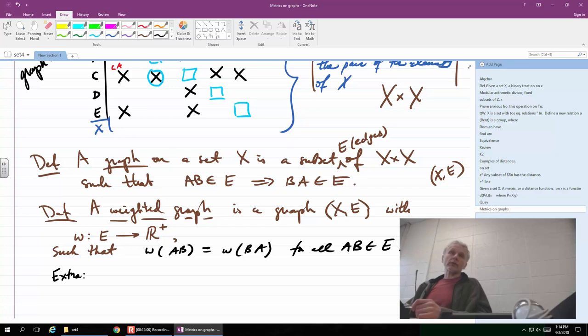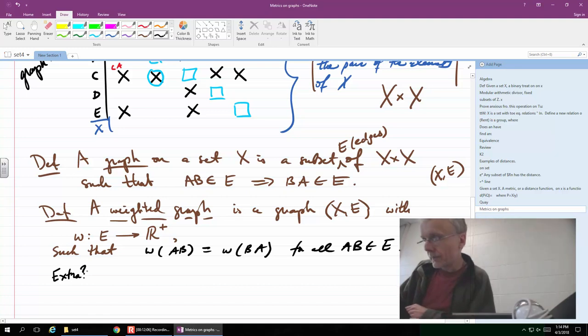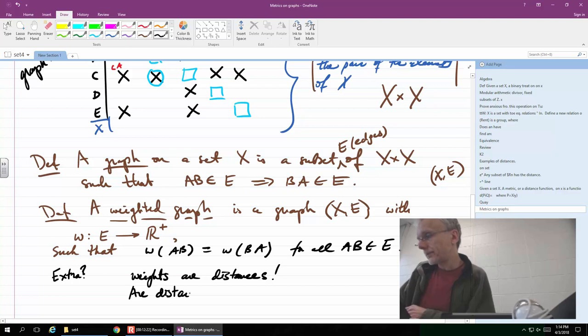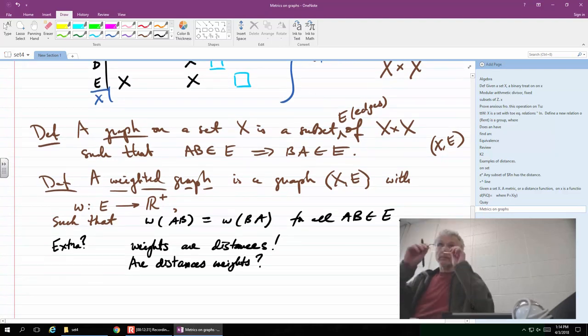So the axioms, axiom number one, well, certainly weights will be distances. Weights are distances, right? Yes, but are distances weights? Are distances weights?